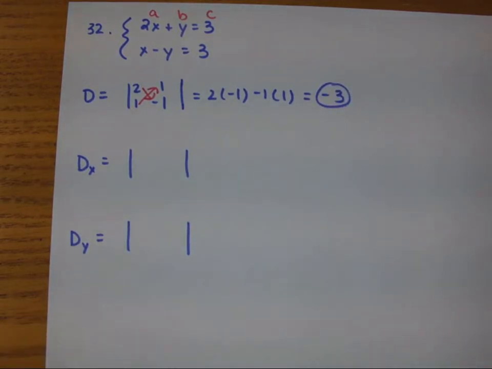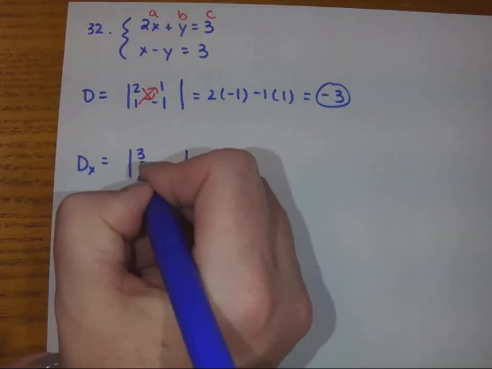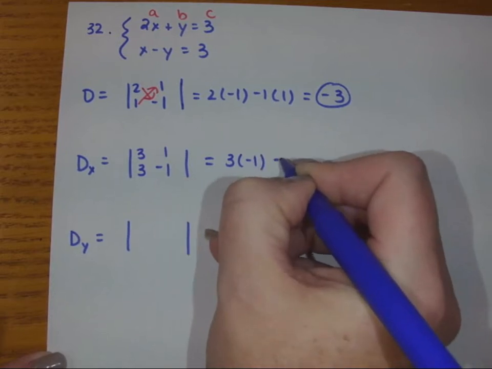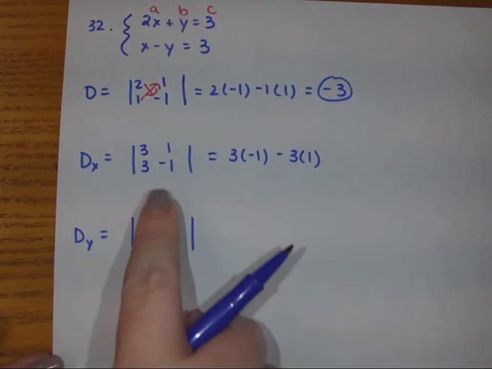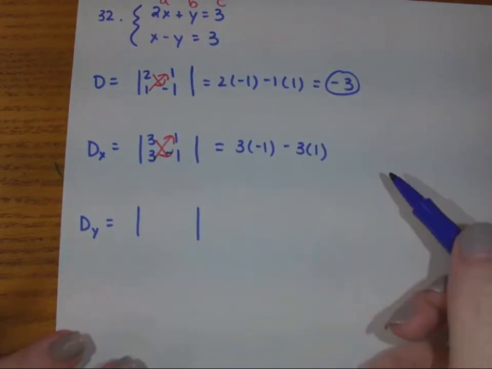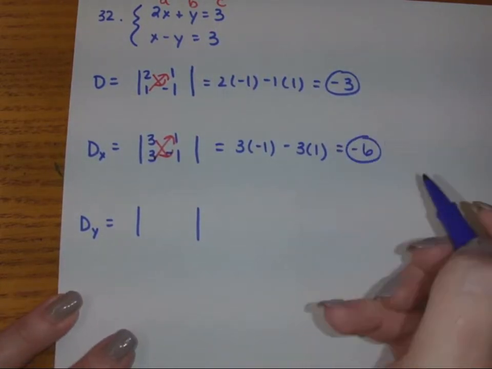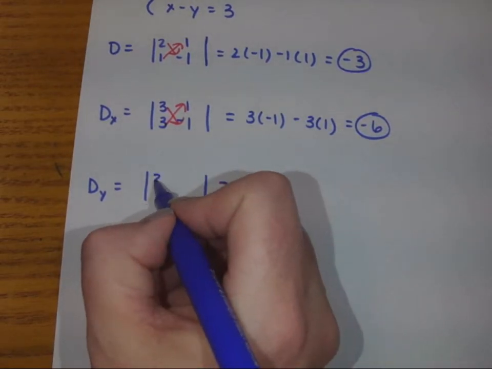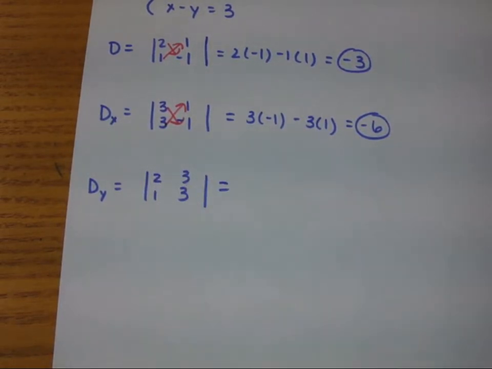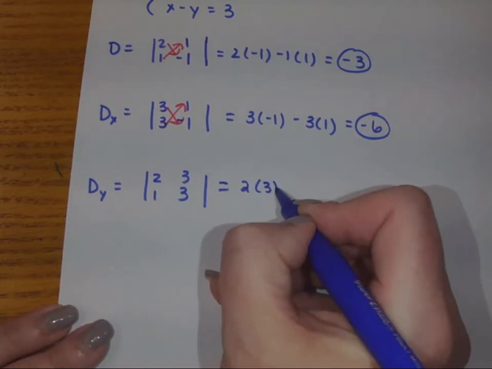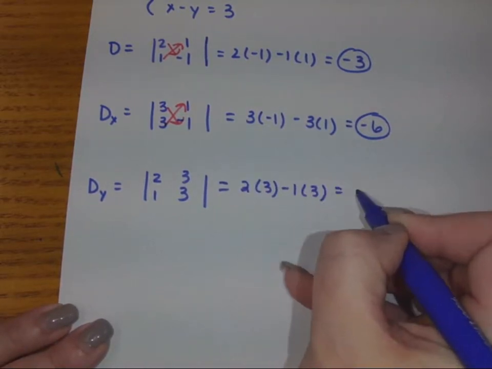For d sub x, it is the C column followed by the B column. So it's going to be 3, 3, 1, -1. So 3 times -1 minus 3 times 1. Make sure you do this way minus this way always. Okay, so you should get -6 here. And then this one is going to look like A's followed by C, so it's going to be 2, 1, 3, 3. So it's going to be 2 times 3 minus 1 times 3, or 3.